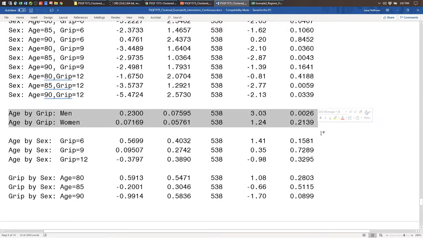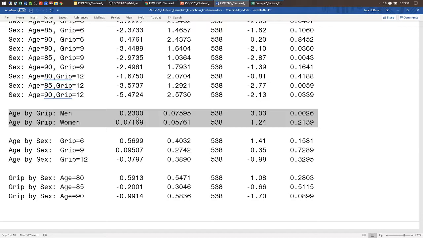For instance, my two-way interactions here: age by grip is significant for men. It's not significant for women. Which of these is the model going to give me already? The men, because that's my reference group. Whether or not it's significant for women is the extra piece of information that I don't have from the model, but the model predicts for me.